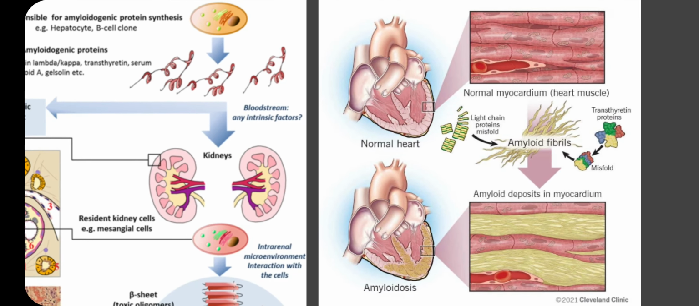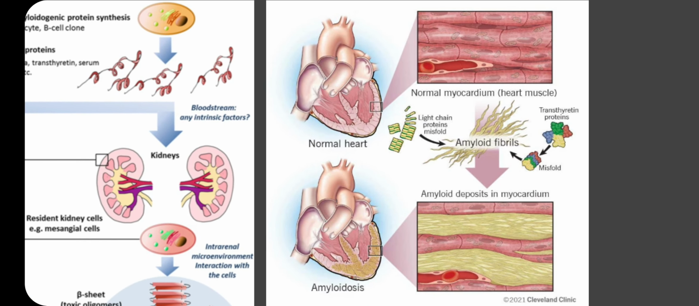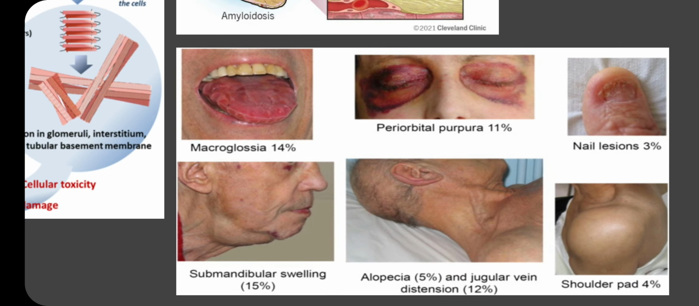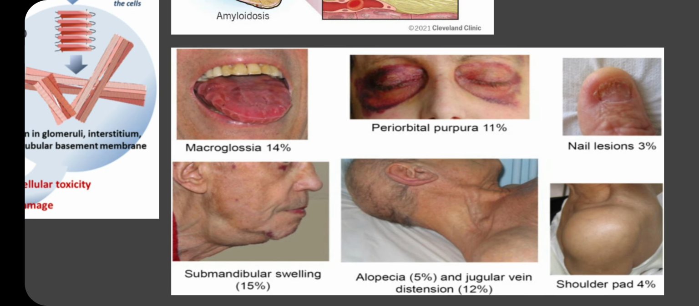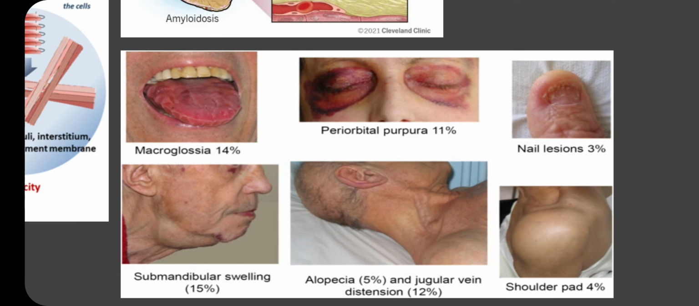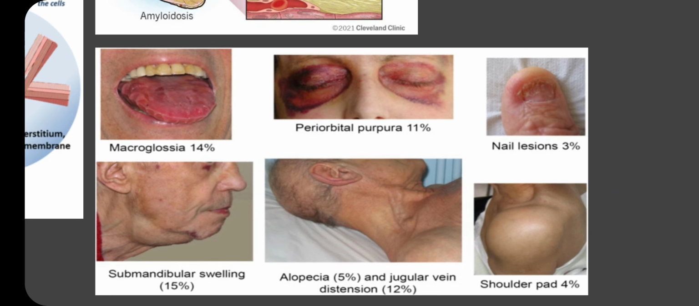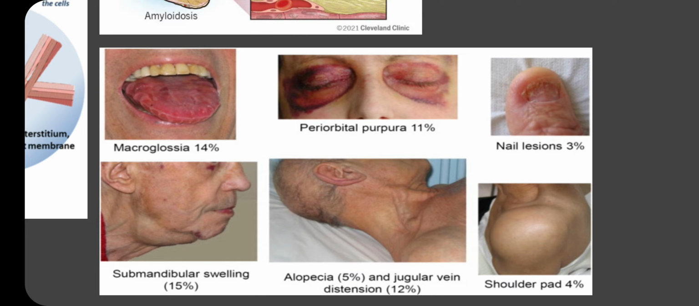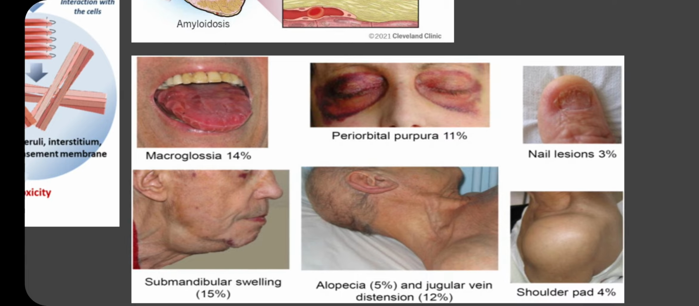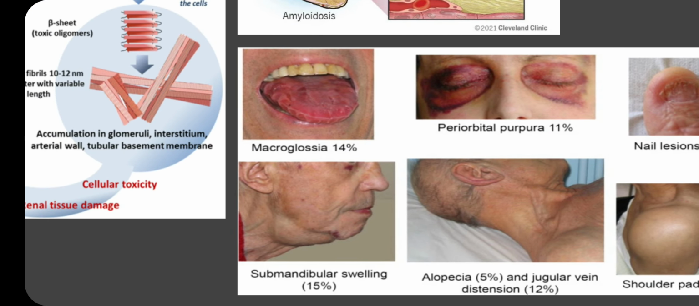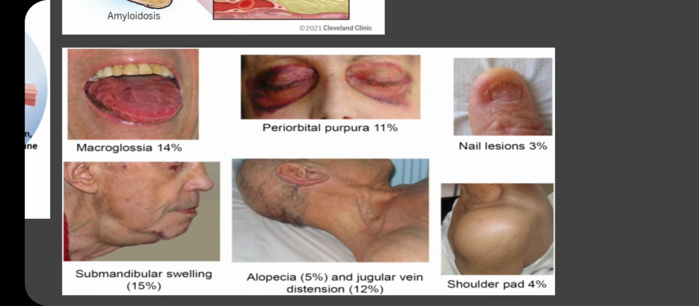Okay, let's go to the heart. So what can it do in the heart? You can see the normal heart and the amyloidosis heart. You can see the deposition of amyloids in the myocardium. You can see the deposition of amyloid proteins in the tongue, in the eyes, in the periorbital area, in the nails, jugular vein distension and alopecia, submandibular swelling, and shoulder pad sign.